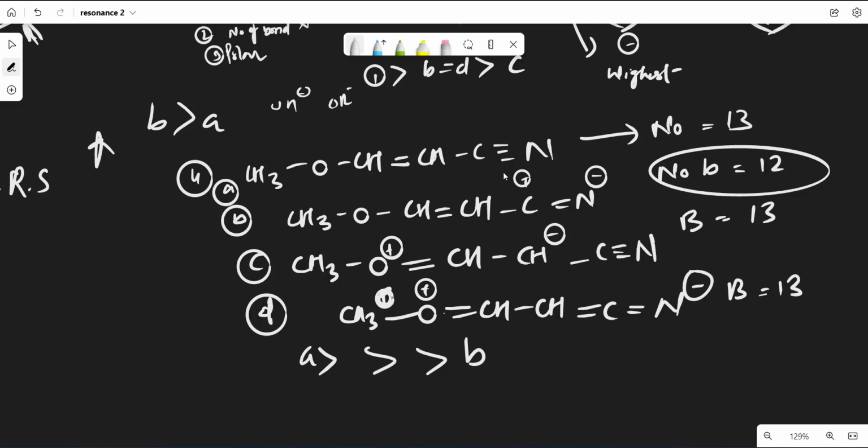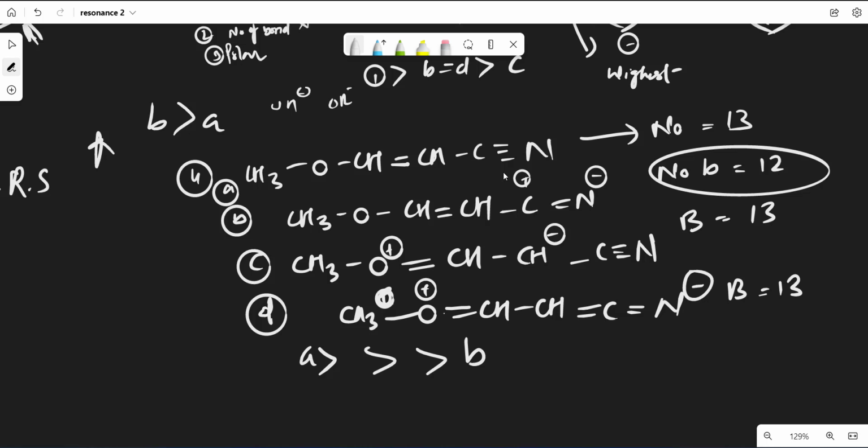After polarity, what do we check? Do you remember, guys? Check out your notes. After polarity, we check the nature of charges. So we check that positive charge should be on the more electropositive atom. We'll see which two we have to compare first. A and B are done, right? We have to compare C and D.